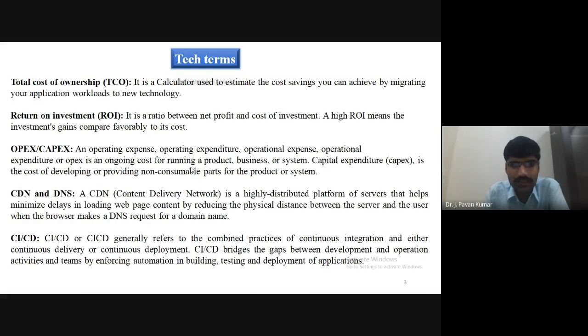Capital expenditure is nothing but the cost of developing or providing non-consumable product parts for the product or system. What is meant by non-consumable parts? Non-consumable parts. Consumable parts.